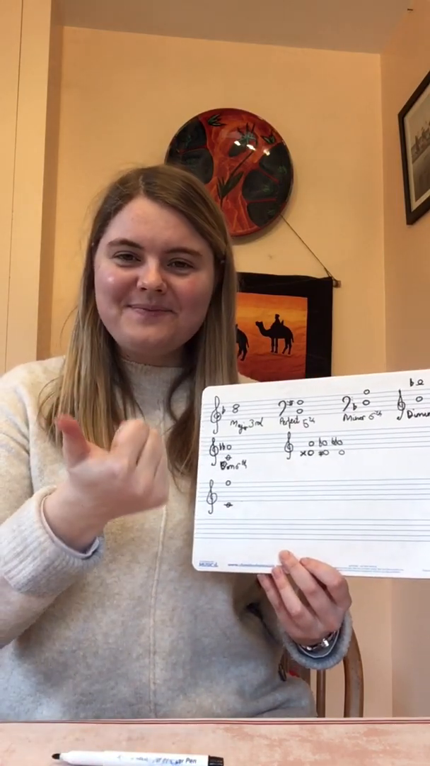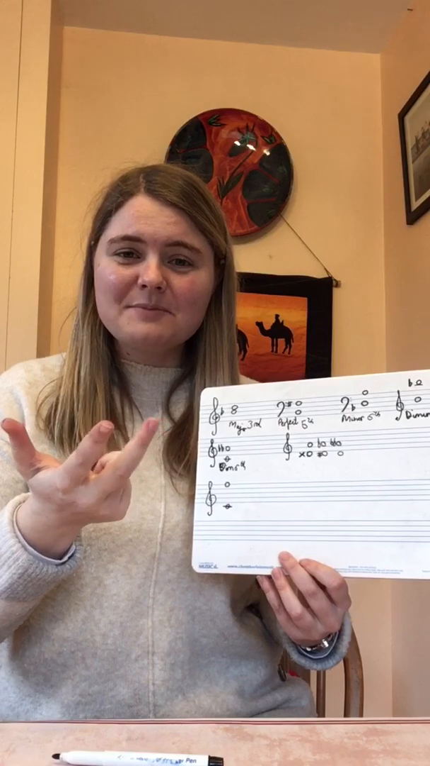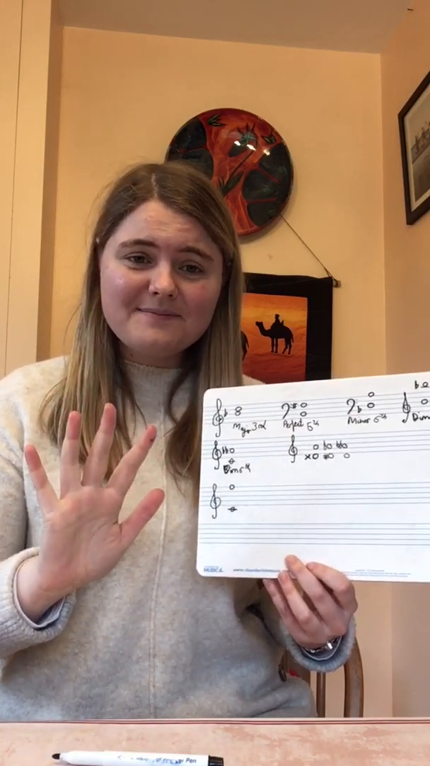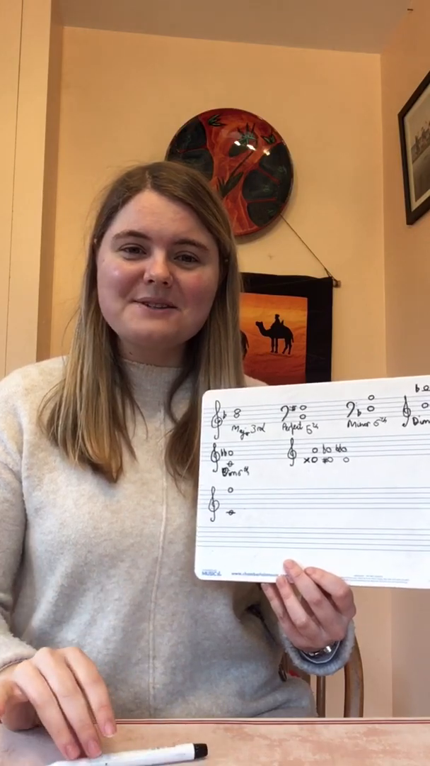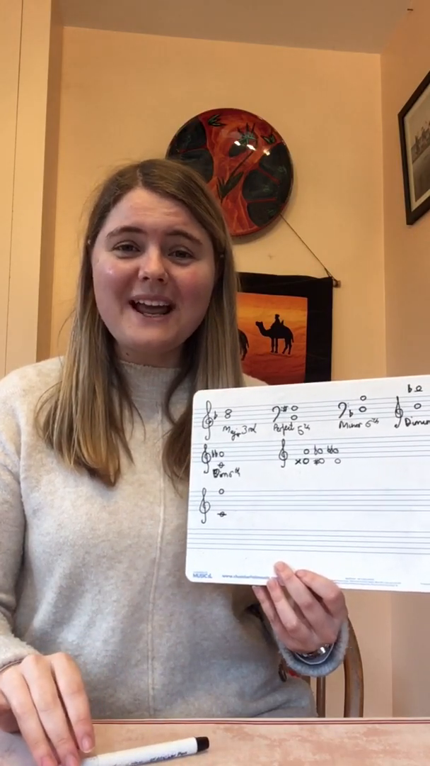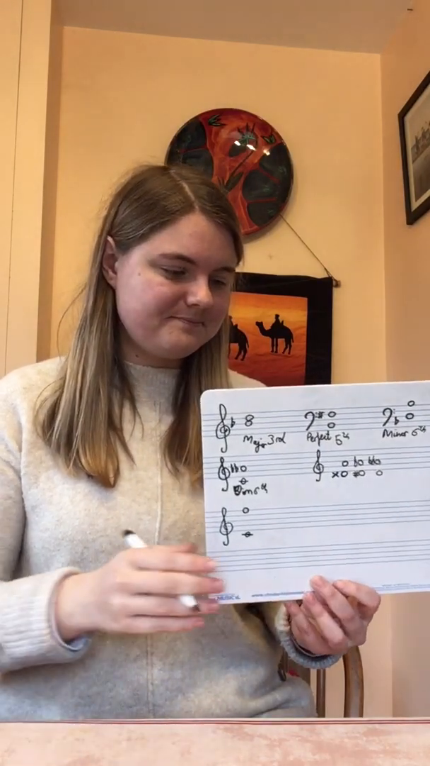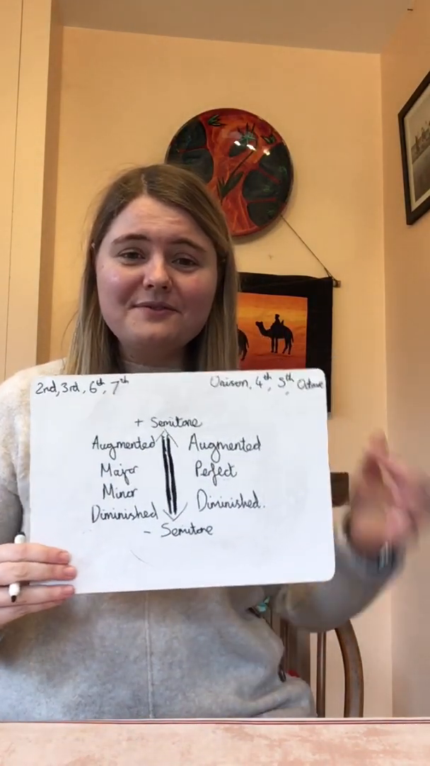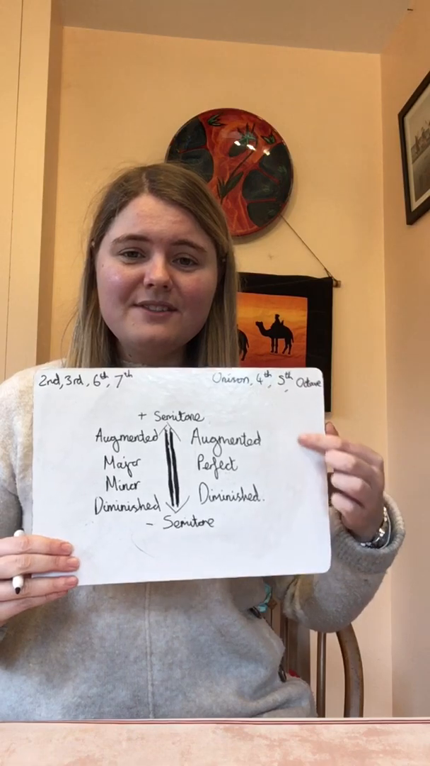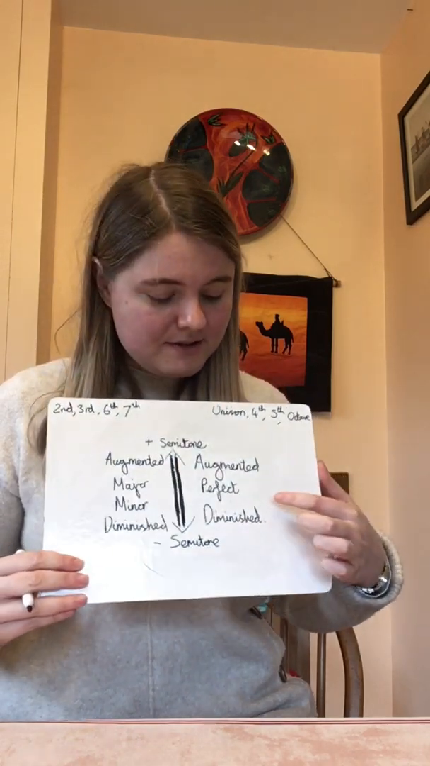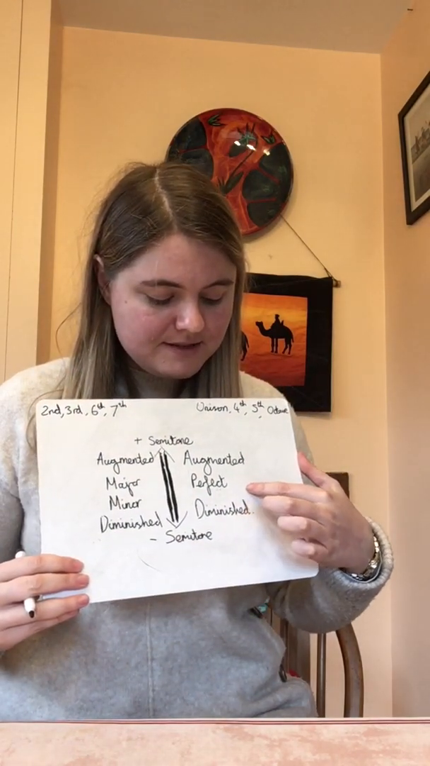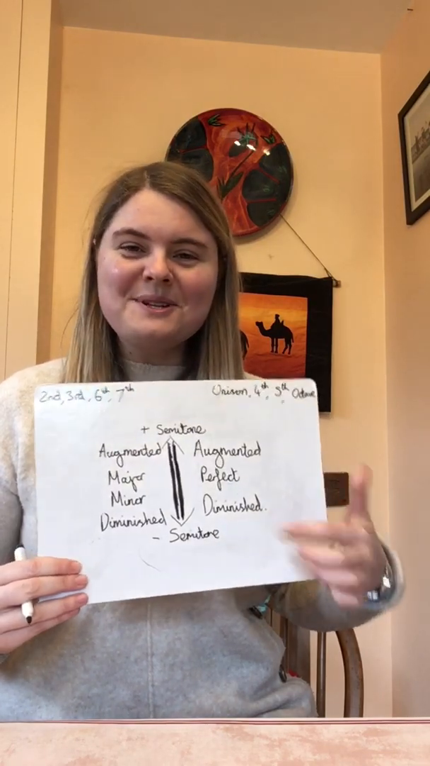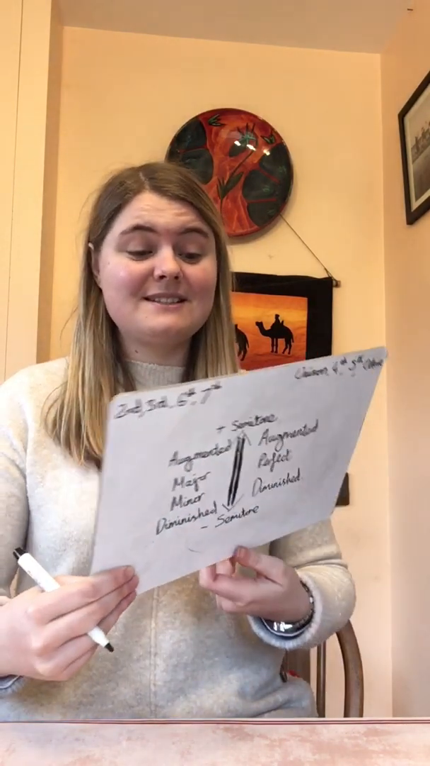So we have D, E, F sharp, G, A. So we know that it's a fifth, and we know that it has been flattened twice. So we're looking for a fifth. So we're looking for this half of the board. We know that it's not perfect. We know that it has been flattened once and it's been flattened twice. So we know that that is double diminished.